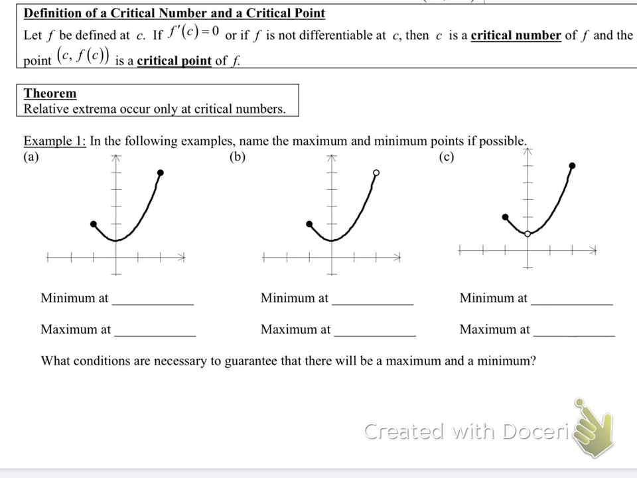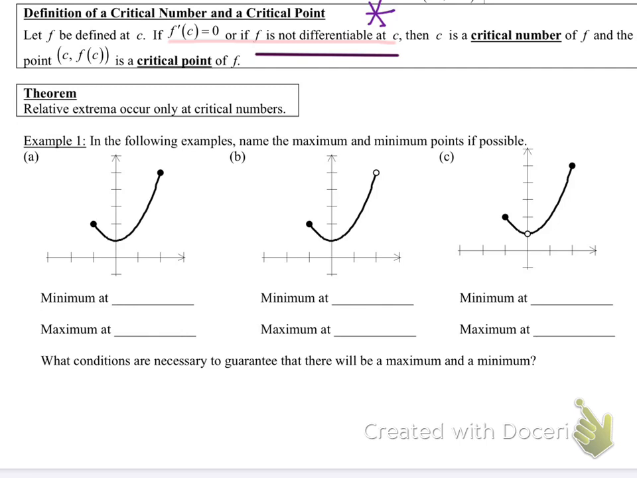A critical number or a critical point occurs when either the derivative equals 0 or it's not differentiable at f of c. That second piece is crucial.